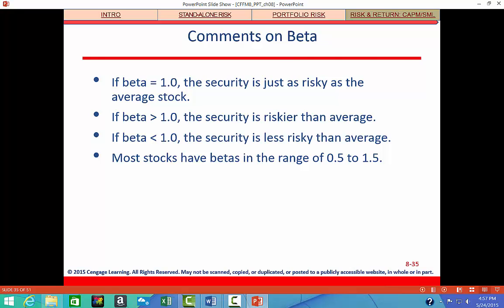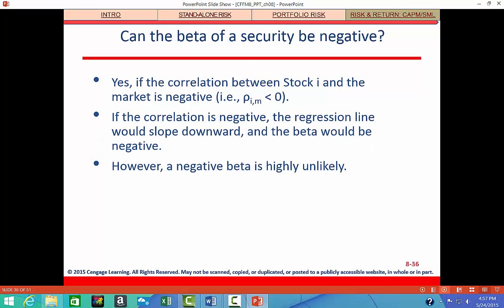And then here's just a general range for betas. So could we have a beta that's a negative number? We could, if the correlation between that stock and the market was negative, like we looked at with the collections firm example from before. That is possible, but it's not very common.